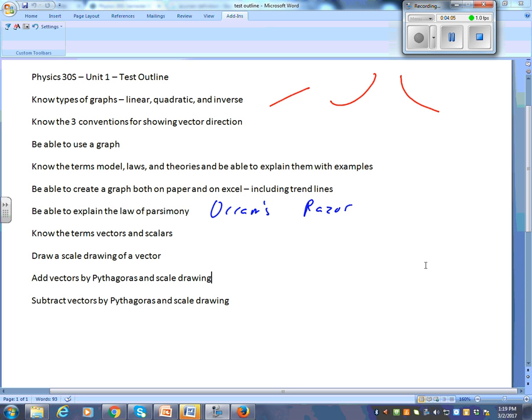Add vectors by Pythagoras and by scale drawing, and you need to recognize which one should be done when. When do you do it by Pythagoras? Right triangle. If it's not a right triangle, you have to do it by ruler and protractor. If you use Pythagoras and it's not a right triangle, you get a frowny face. Subtract vectors by Pythagoras and scale drawing as well.